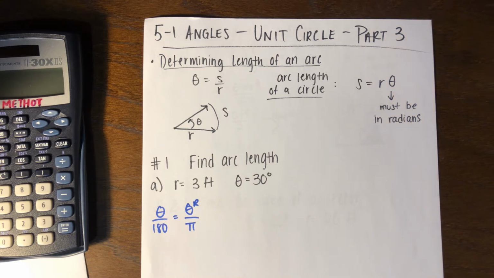I'm gonna try and keep this as short as I can. This is part 3 of angles dealing with the unit circle. So we're gonna start off by determining the length of an arc. We're gonna go back to that.